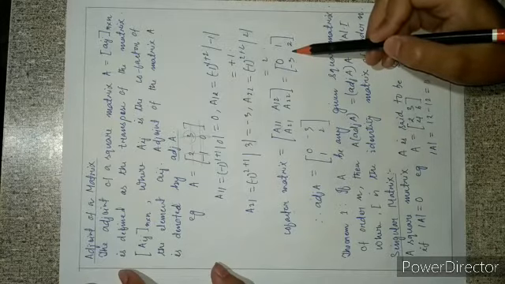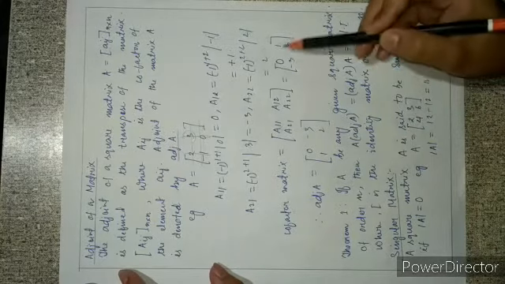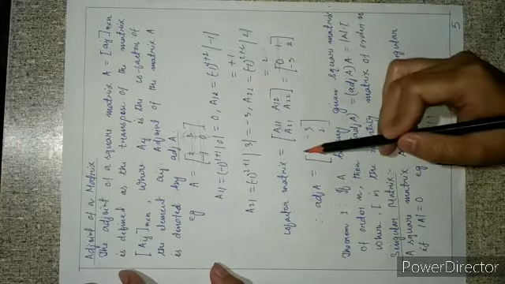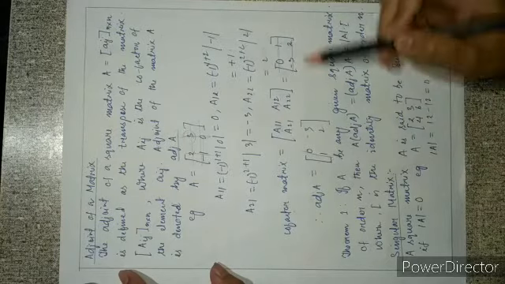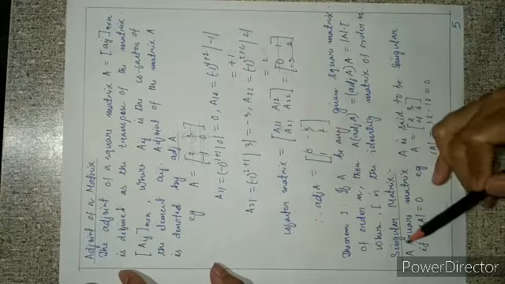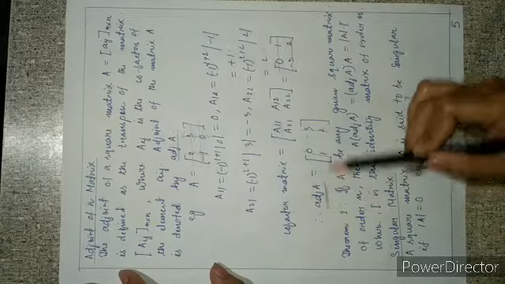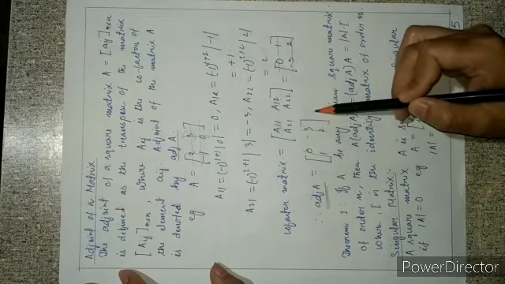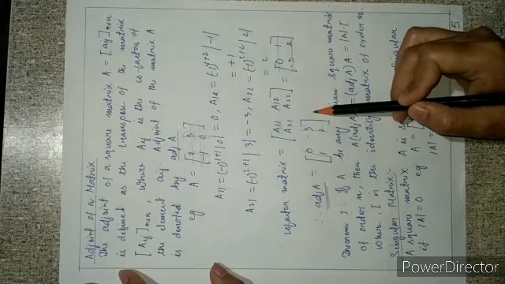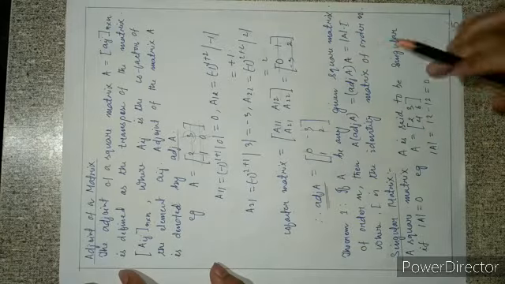Transpose means interchange the rows and columns. Right, the first row becomes the first column, the second row becomes the second column, and so the adjoint of the matrix A is obtained by interchanging the rows and the columns of the cofactor matrix.